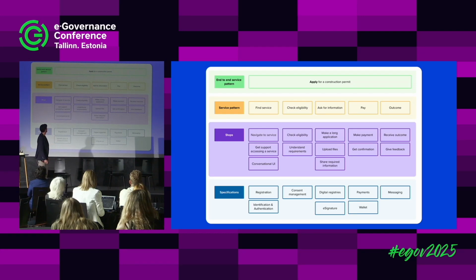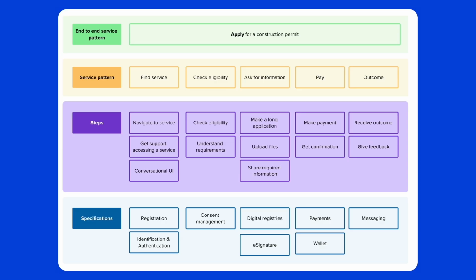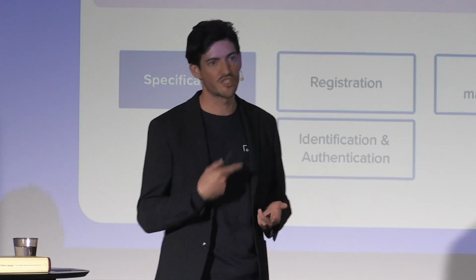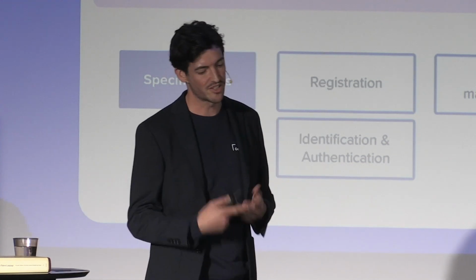So how are we thinking about service patterns? Well, at the top level, we have an end-to-end service. For example, apply for a business license, pay for parking fees, or apply for the construction permit, which was our use case. The layer that we're most focused on, though, is the service pattern layer. It's find, check, ask for information.